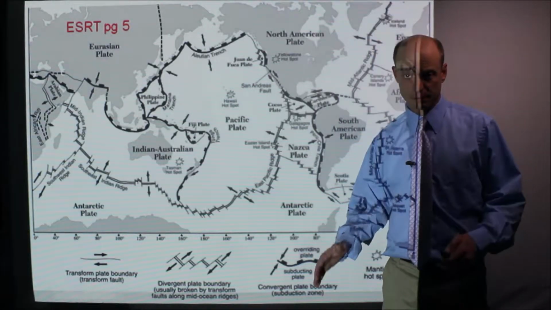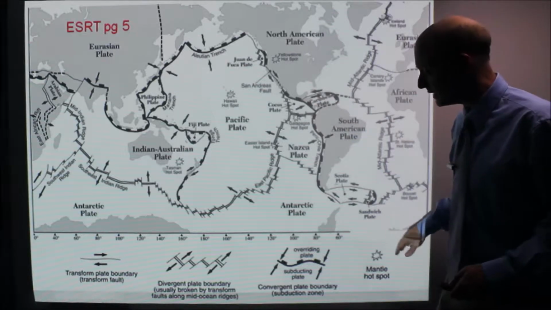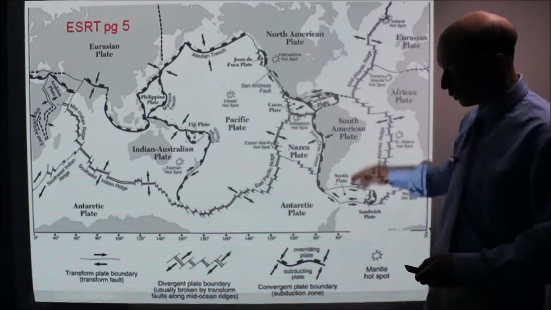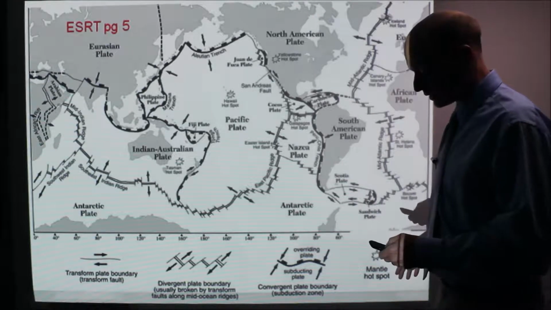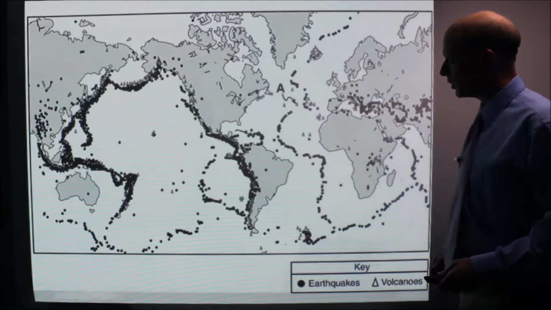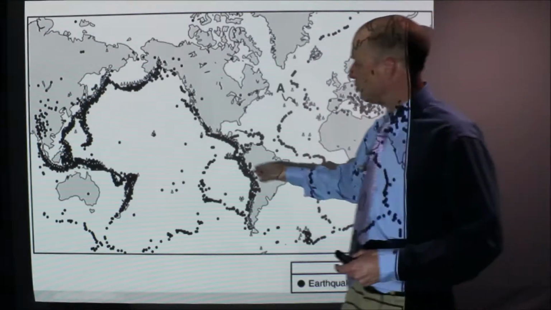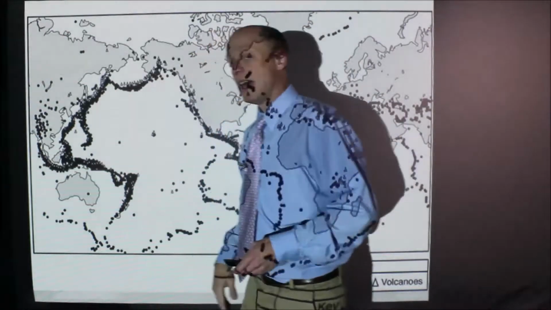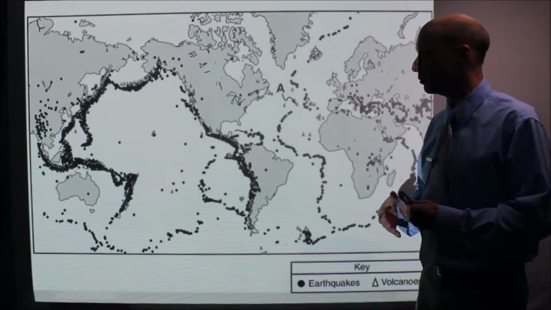Plate tectonics. Page 5 of the reference table shows all of the tectonic plates, and something you will have to really understand how to use. But first, this map shows the earthquakes and volcanoes on Earth, and please note that they do not occur randomly. They're in these bands or lines, and that's because earthquakes and volcanoes occur at the edges of these plates, or the plate boundaries.